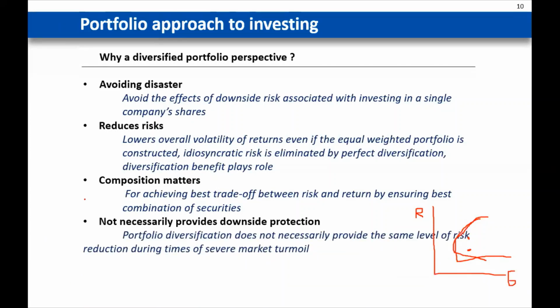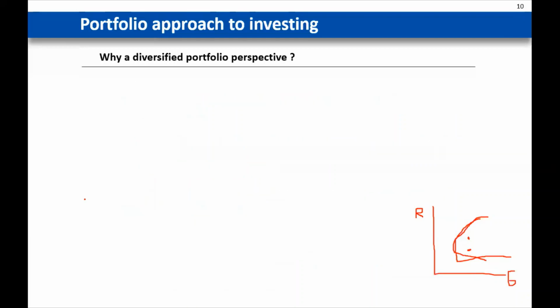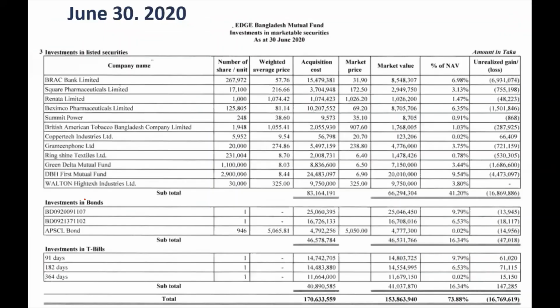So can you recall this picture? Almost all of these instruments have generated losses, right? Yes, sir. Except this one. So do you think they have not made diversification well?